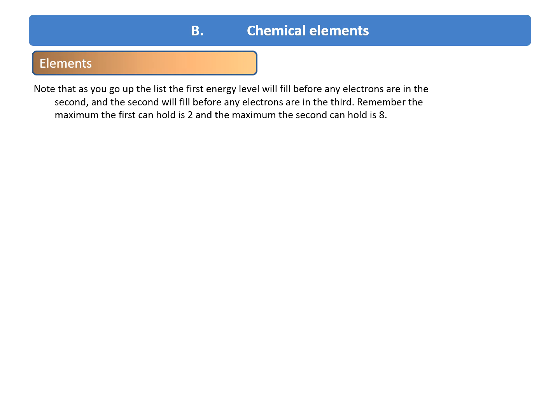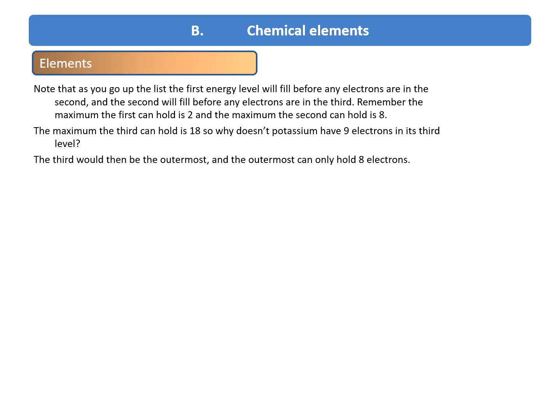Notice that as you go up the list of elements, the first energy level will fill before any electrons are in the second, and the second will fill before any are put in the third. Remember, the maximum the first can hold is 2, and the maximum the second can hold is 8. The maximum the third energy level can hold is 18. So why doesn't potassium have 9 electrons in its third energy level, instead of 8 in the third and 1 in the fourth? Because then the third would be the outermost. And remember, the outermost can only hold 8 electrons.